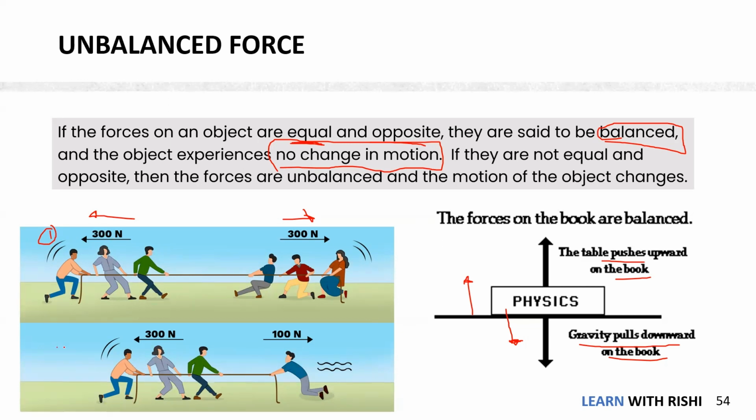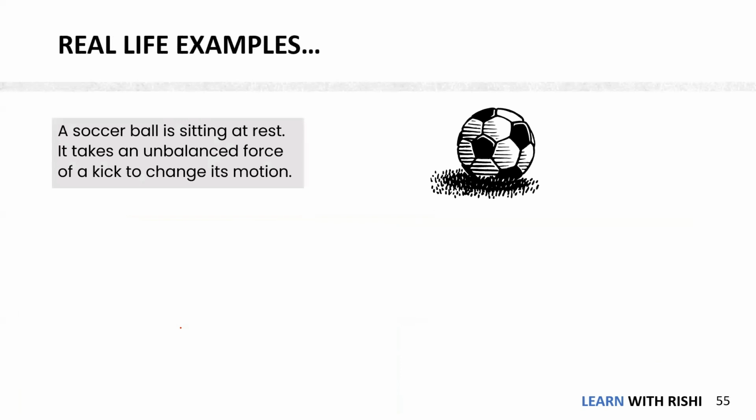But in the second case, you can see from the left side 300 Newton force is applied and from the right side only 100 Newton force is applied. So these forces are not equal. Though they are opposite, they are not equal. So here there will be a change in the motion, and wherever the force is greater, the object will move there. So here the object will move in the left direction because the force is more here. So I hope you understood what unbalanced force and balanced force are. Let us see some real life examples of the first law of motion.